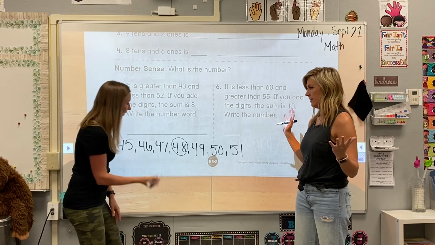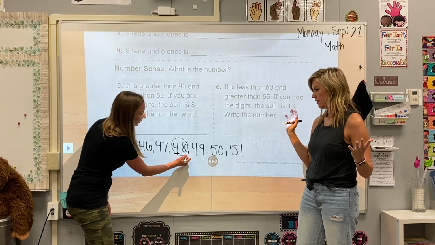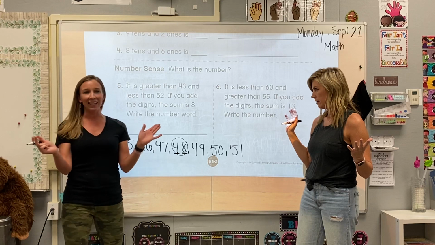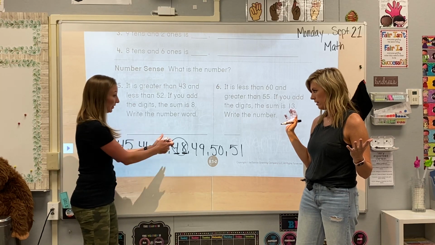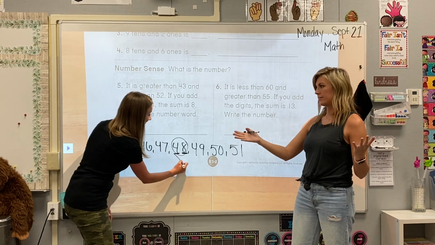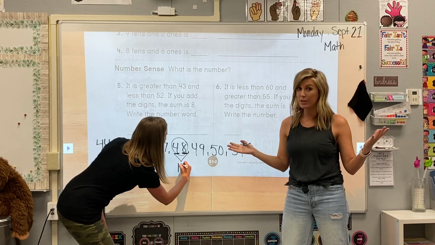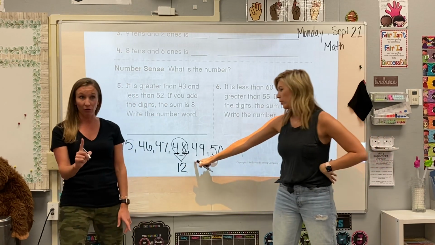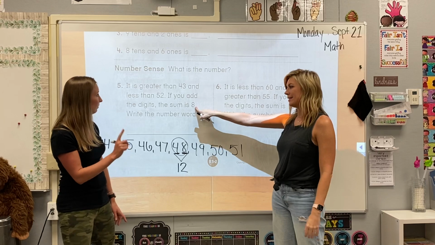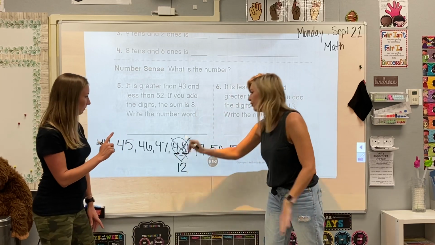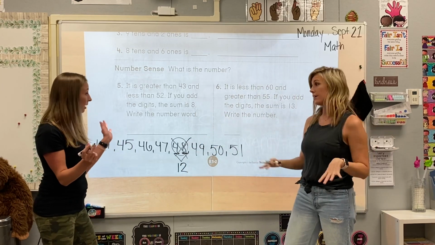If you were to take the number 4 and the number 8 and add them together, 4 plus 8, that's 12. You would get 12. And that's not 8, and I need it to be 8. So, nope, it's not 48. Cross it off. It cannot be 48.